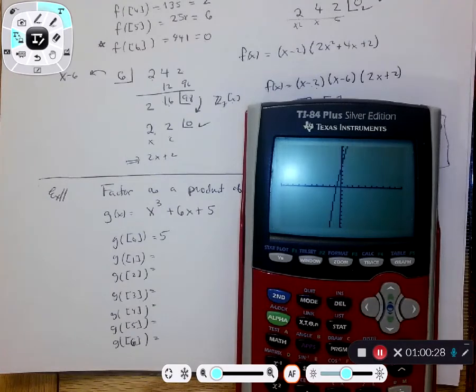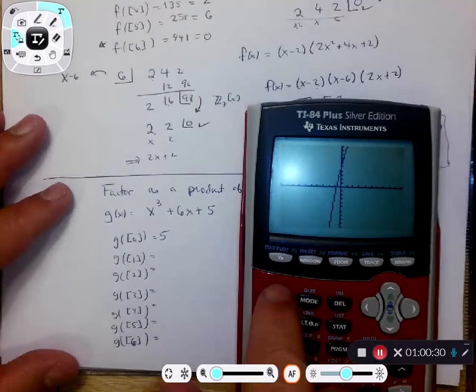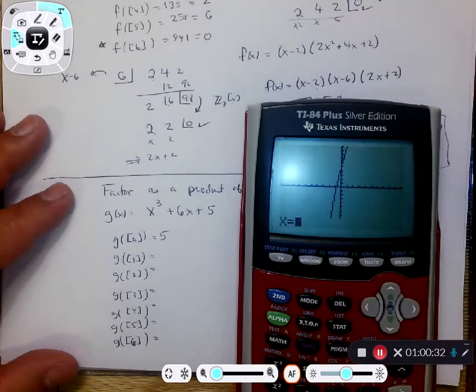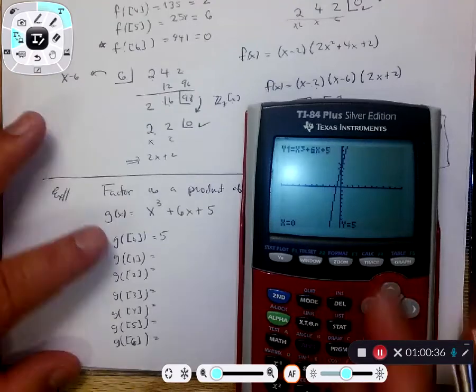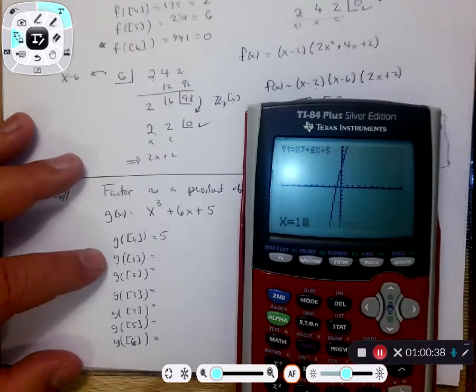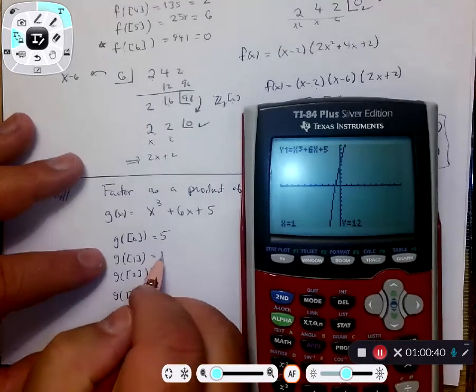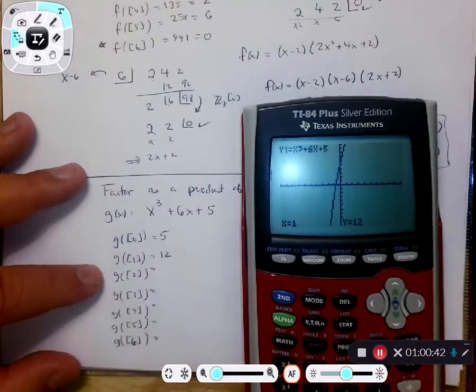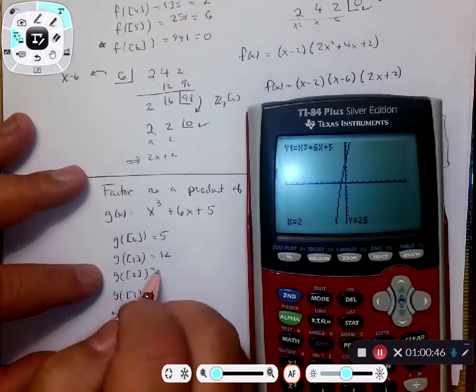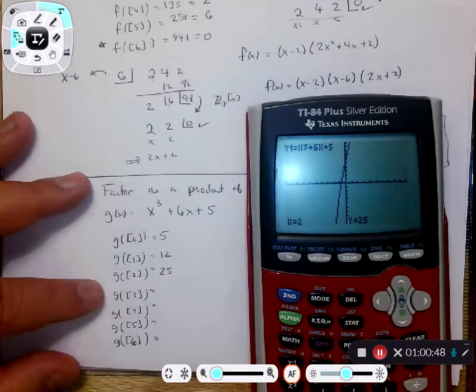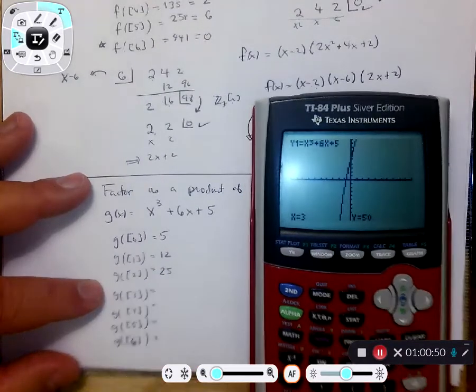I don't care where the graph goes. I'm just going to do this. Second, calculate, find the value. First one is 0, and it should be giving me a 5, which it does. The next one, I plug in 1, I get 12. Plug in 2, and I end up getting 25. When I plug in 3, I end up getting 50.